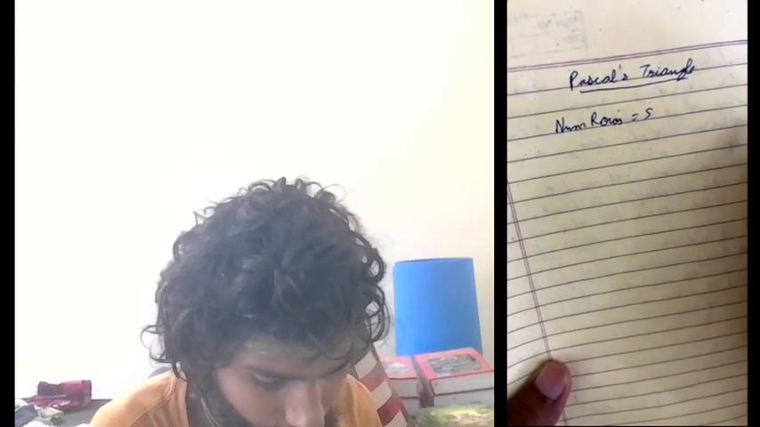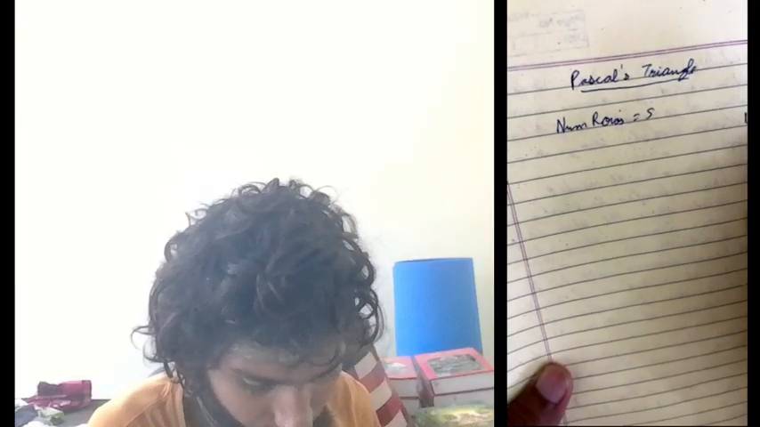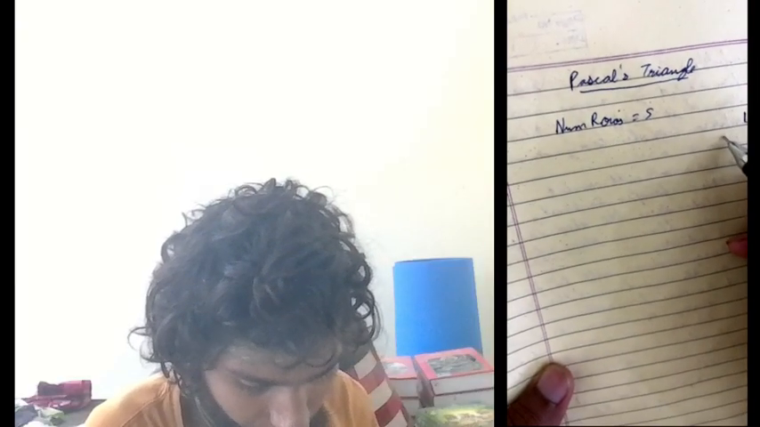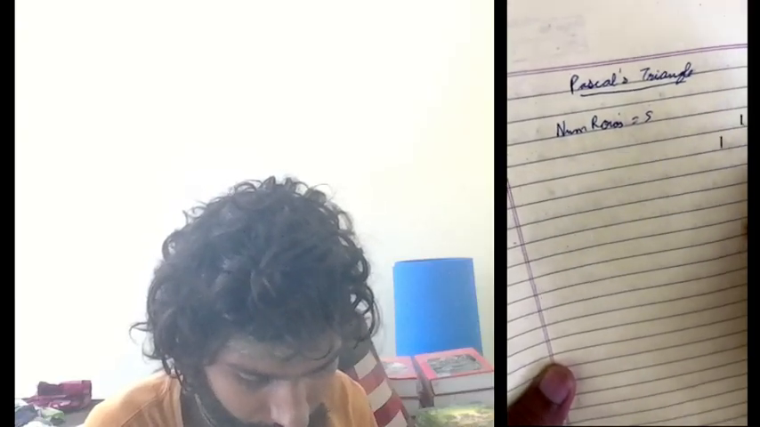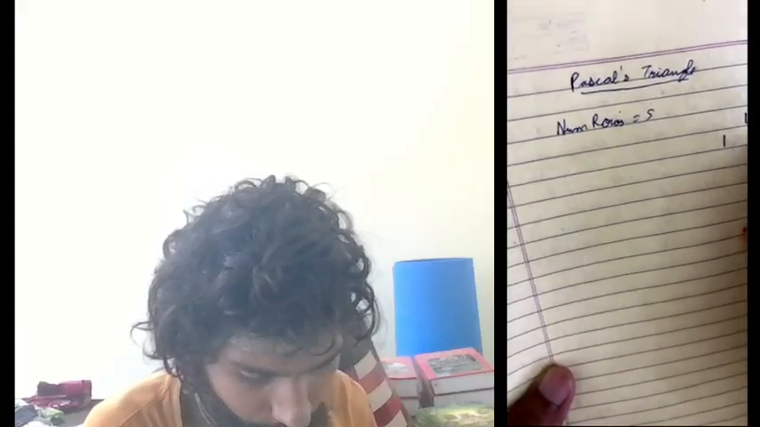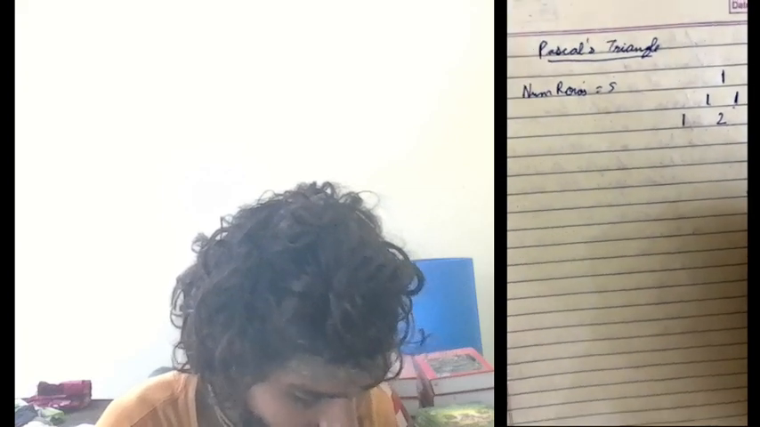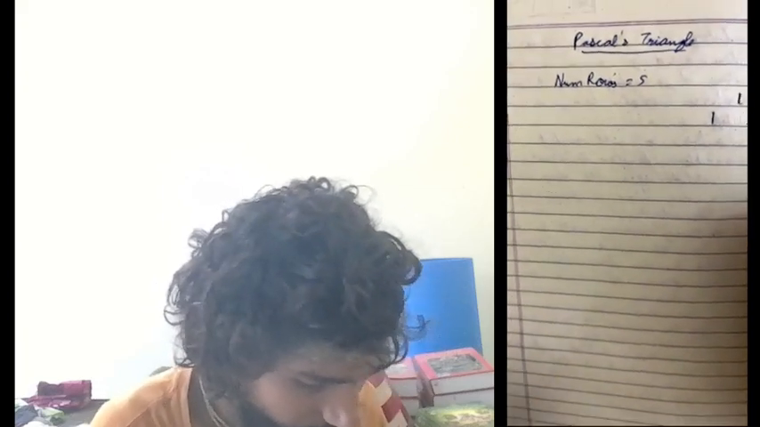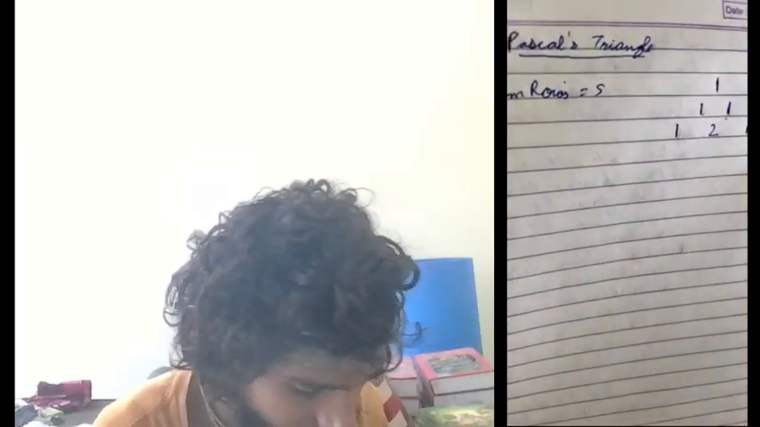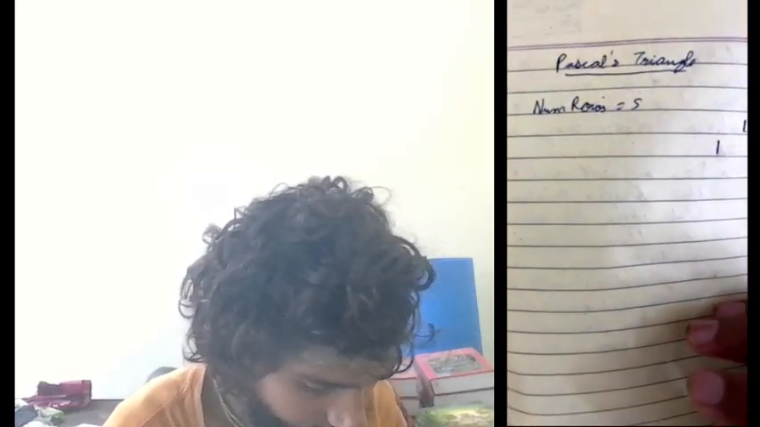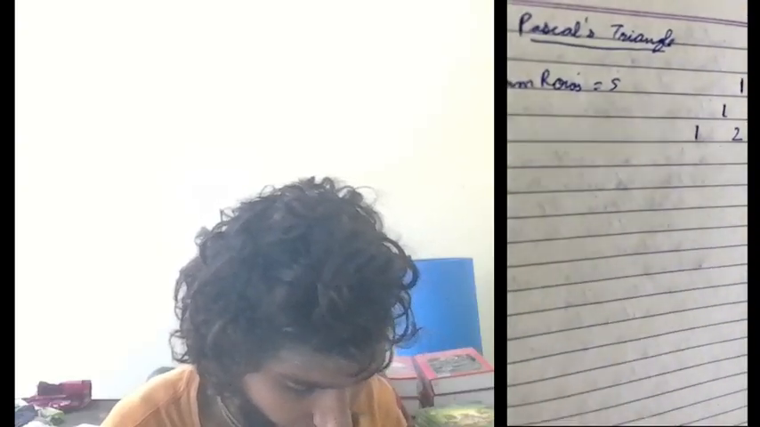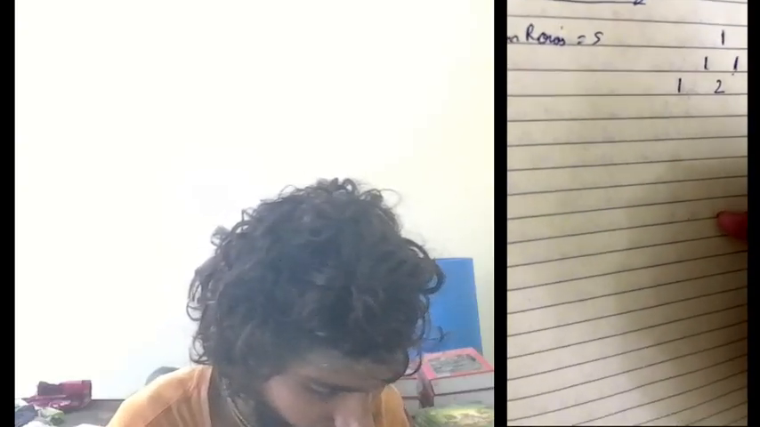Row 1, there will be only 1. Row 2, 2 ones will be there. Row 3, 3 numbers have to be there. So 1 and last is 1, and in the middle it will be 1 plus 1, that is 2. Okay, now the next row will be like this.